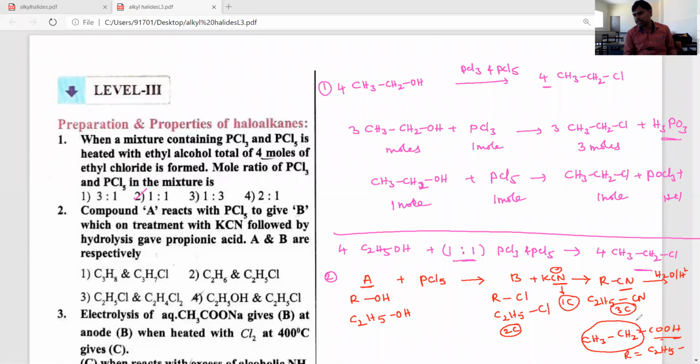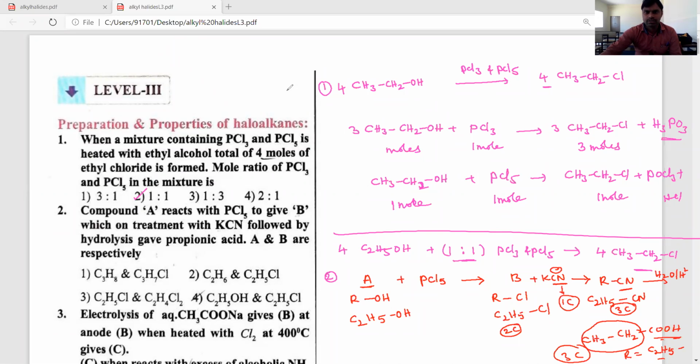Cyanides on hydrolysis: the reactant has how many carbon atoms? The product also has the same carbon atoms. Here, how many carbon atoms are present in the product? Three carbons. So that's why the alkyl group is two carbons, C2H5. So C2H5OH, ethyl alcohol, is A, and ethyl chloride, C2H5Cl, is B. Okay students, understood?